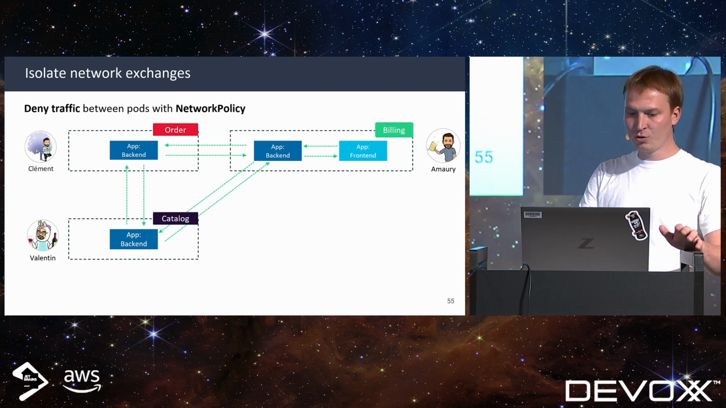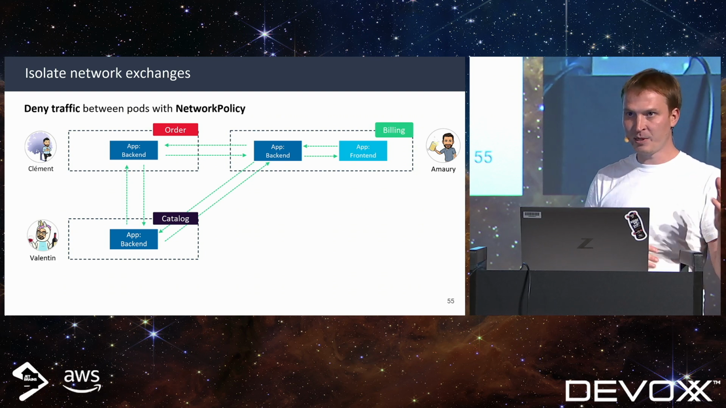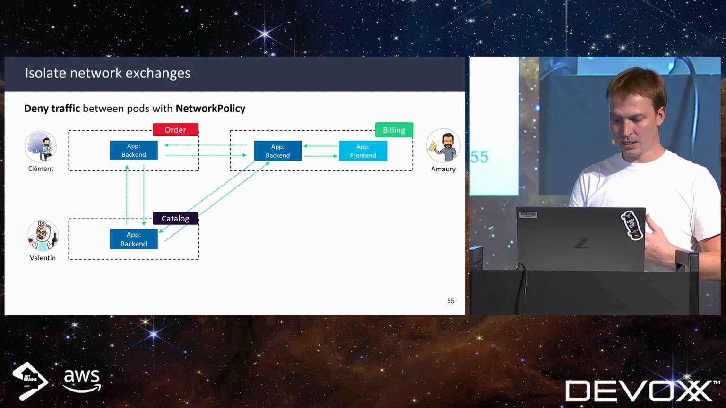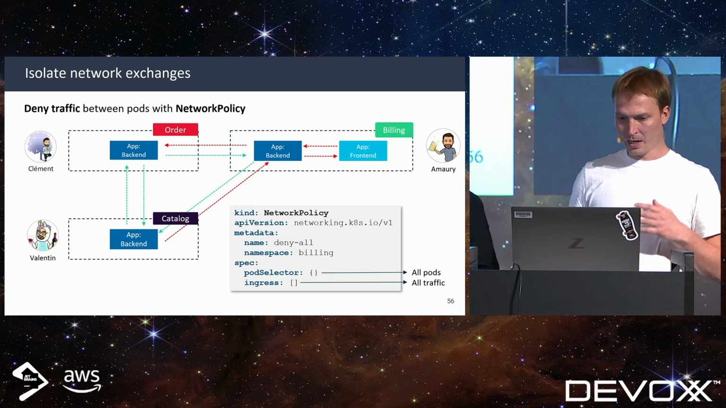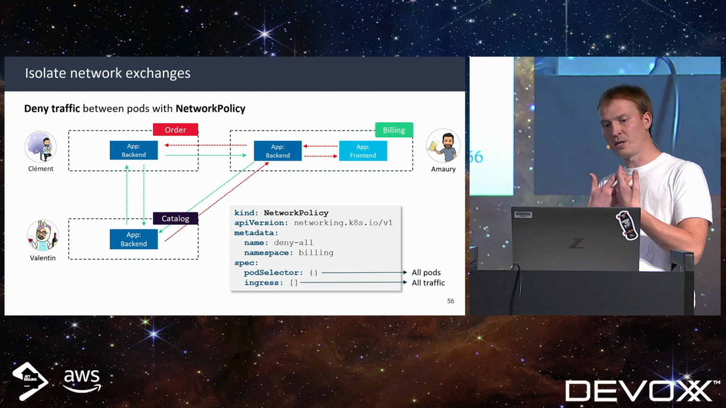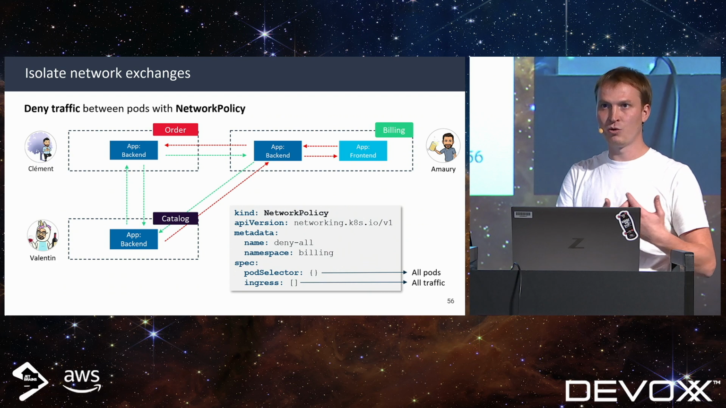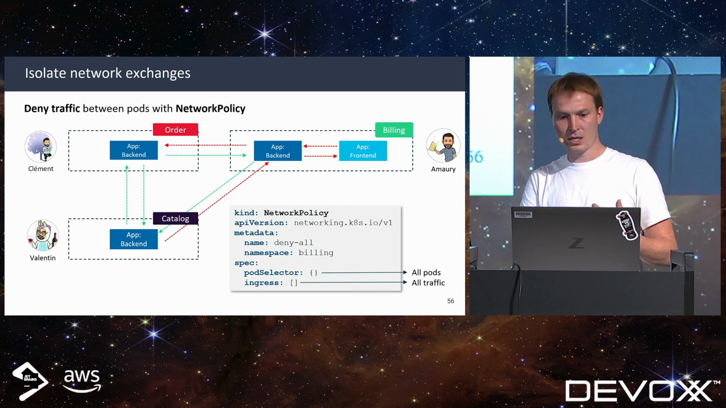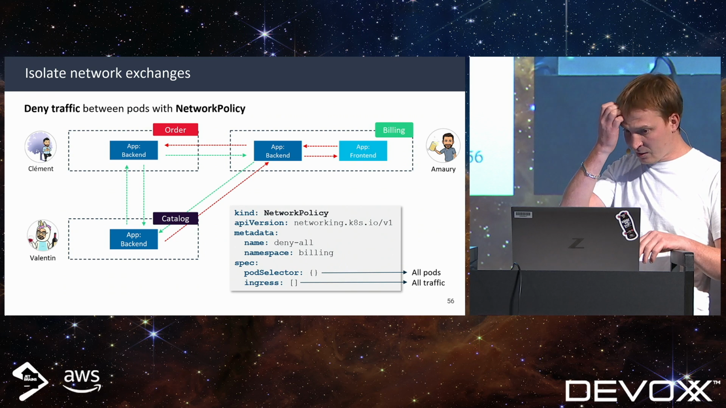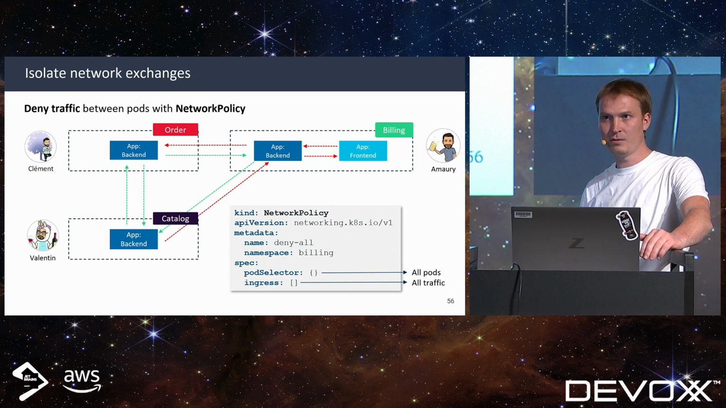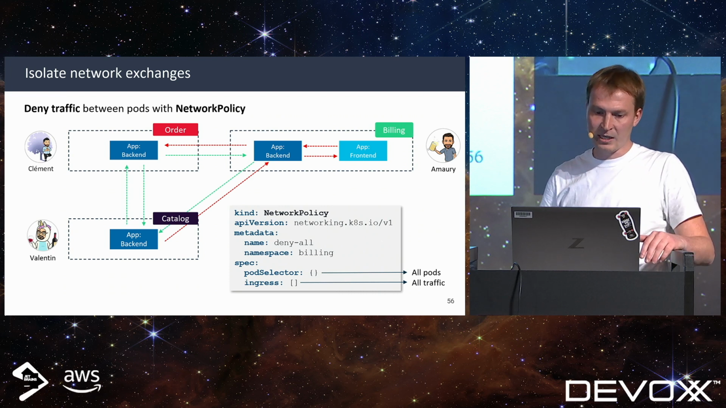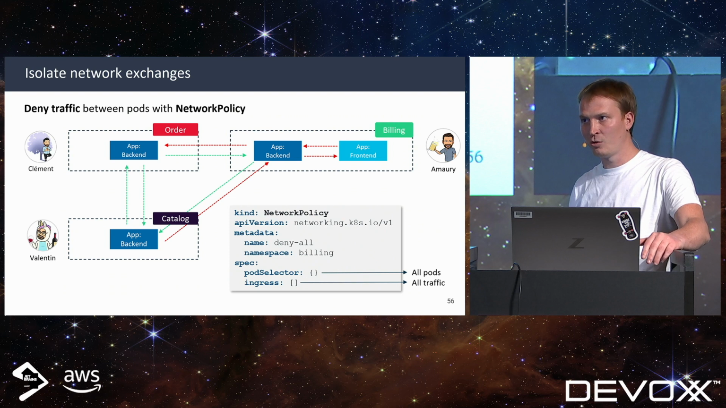And what we want to do is isolate namespaces from each other, or pods from each other. And how we do that is by applying network policies. So by default, the best practice is to deny everything and to open only what is legit. In this example, on this network policy, we deny all the traffic on the billing namespace. So any pod in every namespace cannot communicate to a pod in the billing namespace. They can talk, but no one can talk to me.